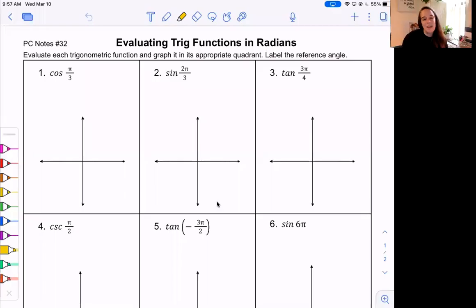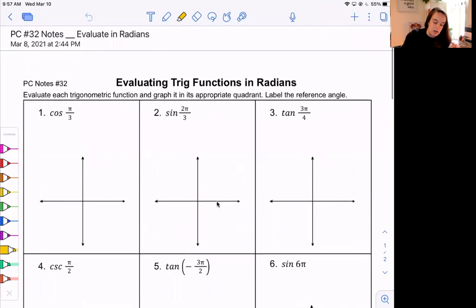Hi friends, today we are evaluating trig functions. We've done this before in degrees, and today we're going to take it into radians. So just a reminder on what trig functions are. Trig functions, remember, are sine, cosine, and tangent, and they have their reciprocal functions, the flipped versions of them.